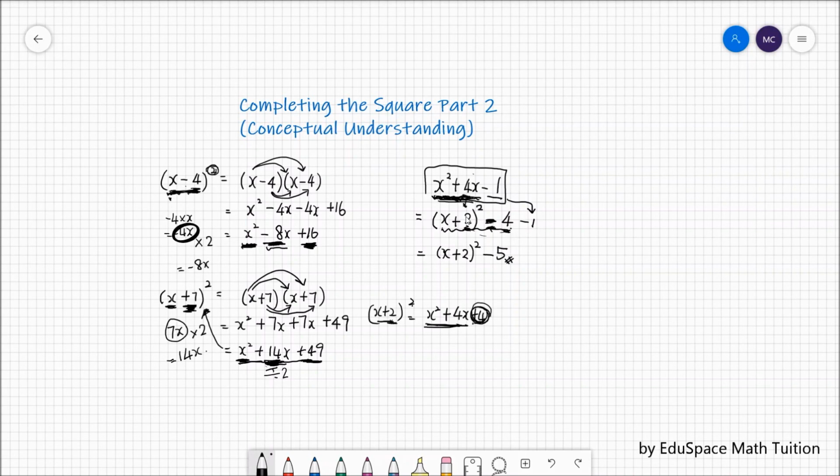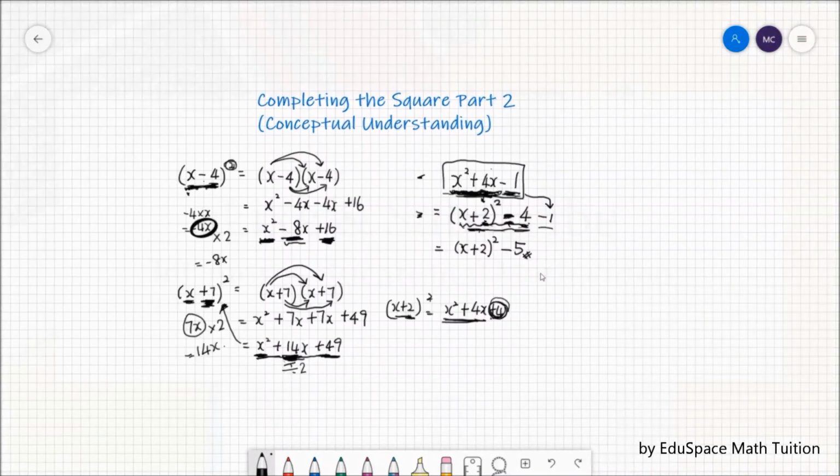And then why do I drag this down? It's because x plus 2 squared minus 4 is only x squared plus 4x. So minus 1 has to be dragged down so that my first expression still tallies with my second expression. So I hope you can understand this. If you don't, you can rewatch this again so that you can understand better.